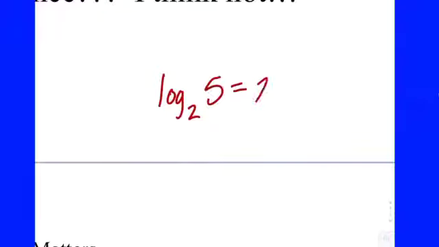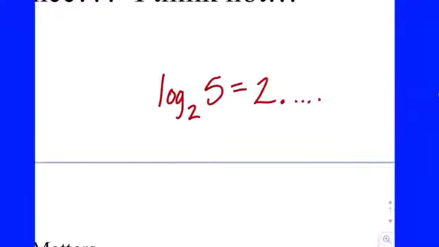Very good. 2 squared is 4, and 2 cubed is 8. So it's going to be 2 point something. It's going to be between 2 and 3, and it should be closer to 2 than 3, because 5 is closer to 4 than it is to 8.